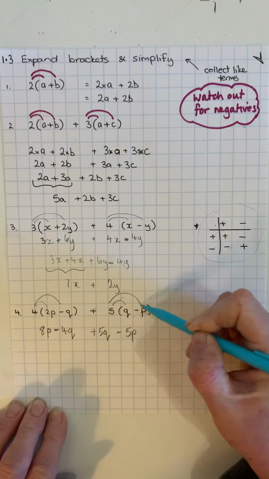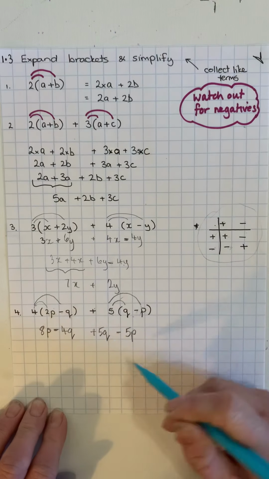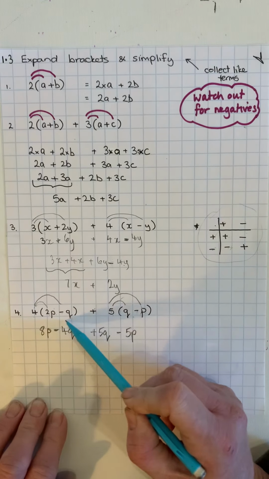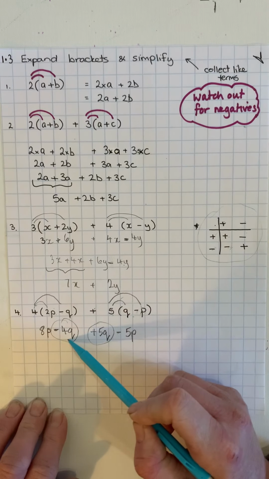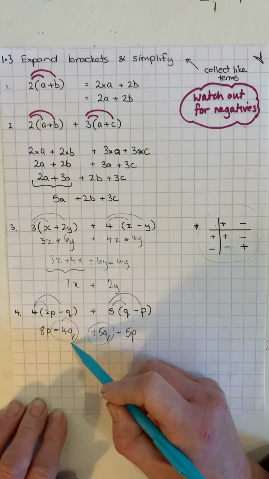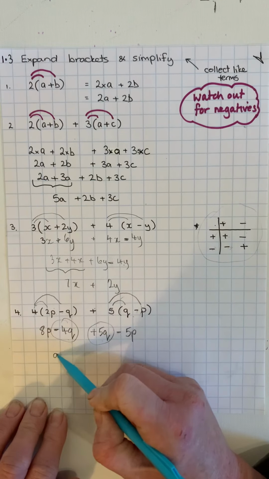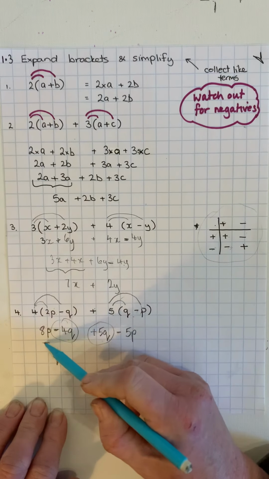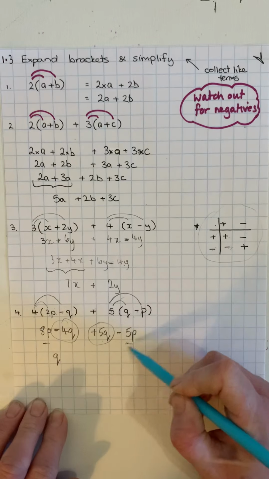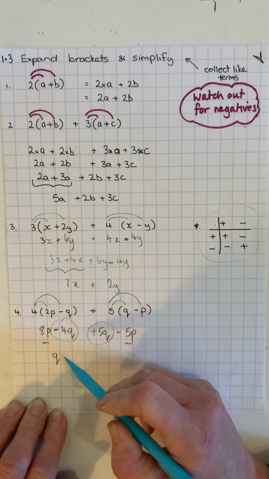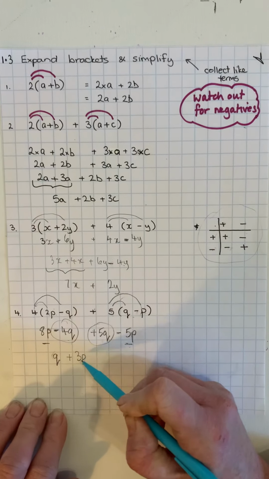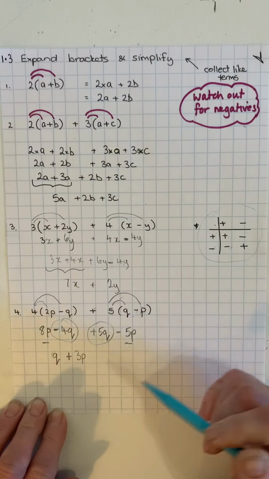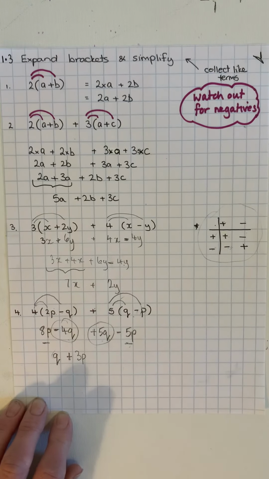We'll just put in the rainbows just so we're complete. Collecting like terms. So there's plus 5q minus 4q. Well, 5q take away 4q is q. And then we've got 8p take away 5p is 3p. Positive 3p. Okay, so now you're hopefully ready to complete the third set of questions.